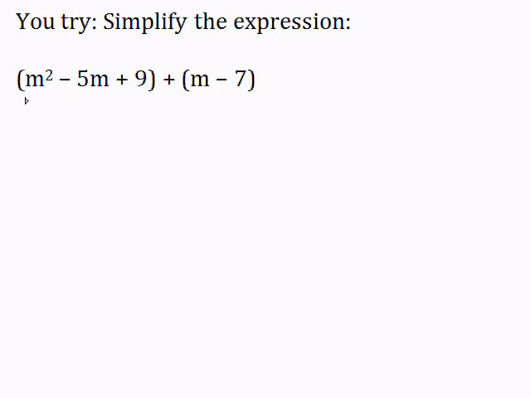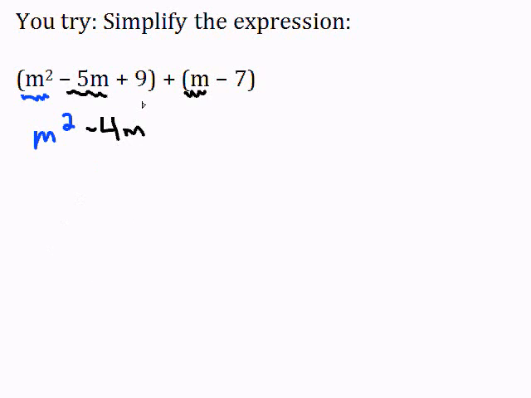So we started with m squared. Since there are no other m squareds in either set of parentheses, we can just rewrite it as m squared. We then move on to our negative 5m. There is one other m term, which is a positive m. We can combine those. Negative 5m plus m gives us a negative 4m.